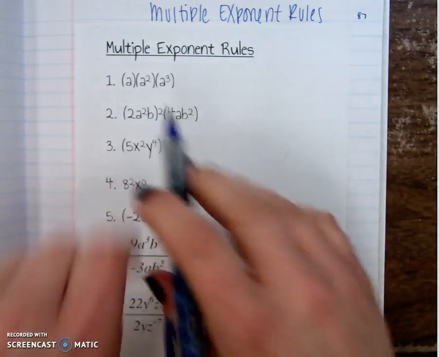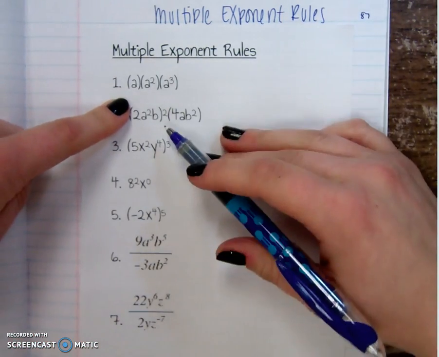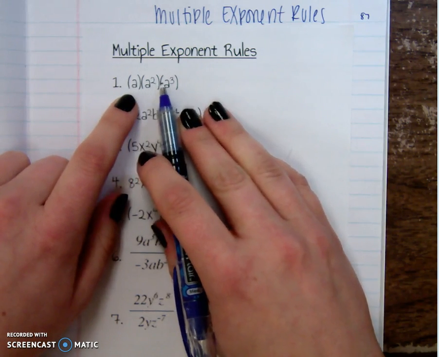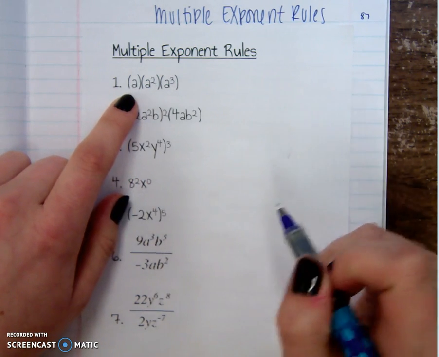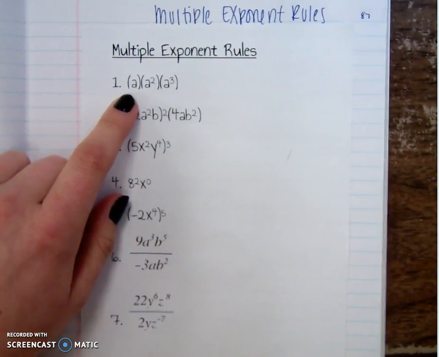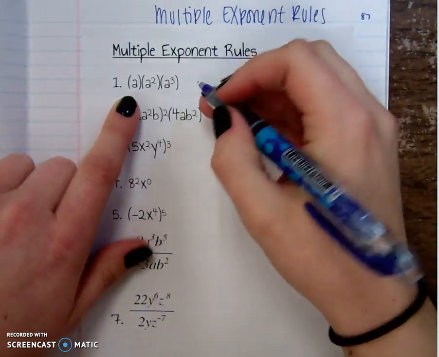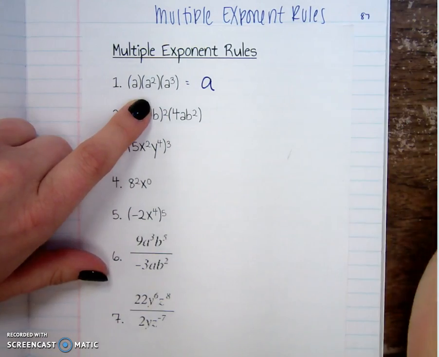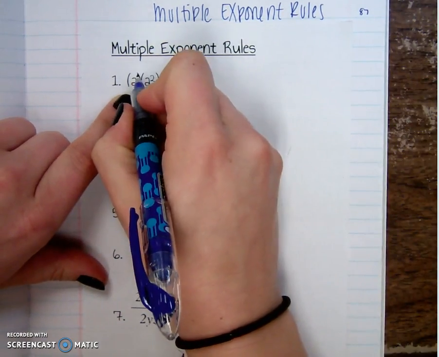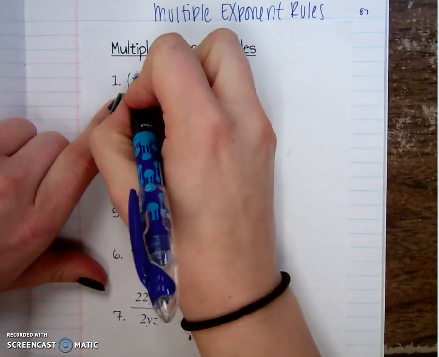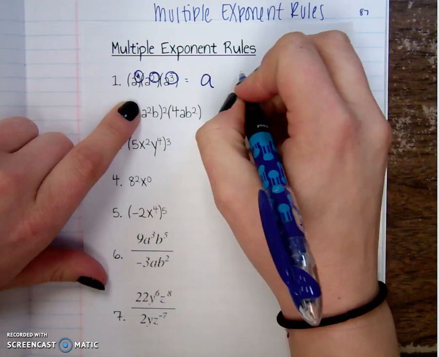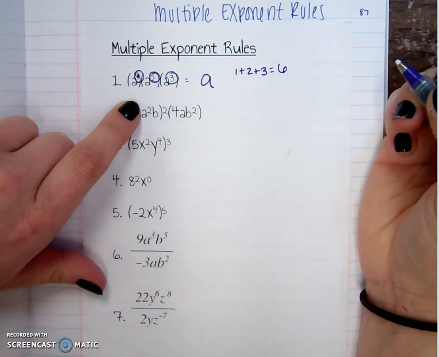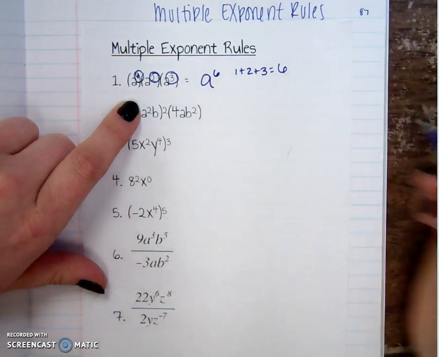Okay, so using multiple exponent rules, we're going to simplify all of these expressions. We have a times a squared times a to the third. We're using our product rule since everything is just being multiplied together. The rule is to keep the base, our base is a, and add the exponents. There's an understood 1 right there, a 2, and a 3. Adding those exponents together, I have 6. So I have a to the 6th power.